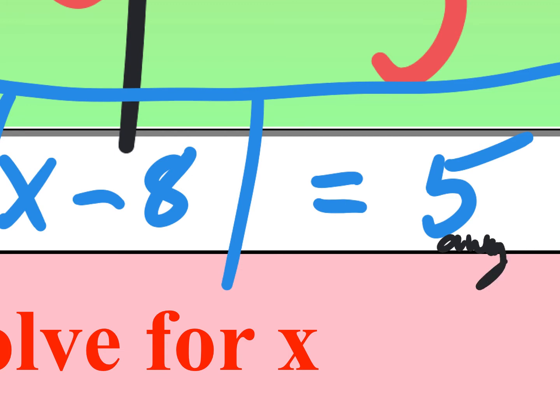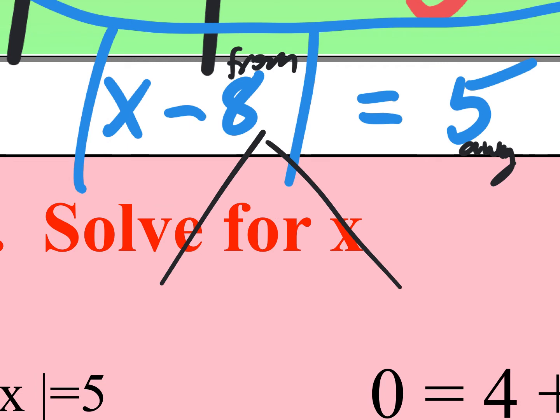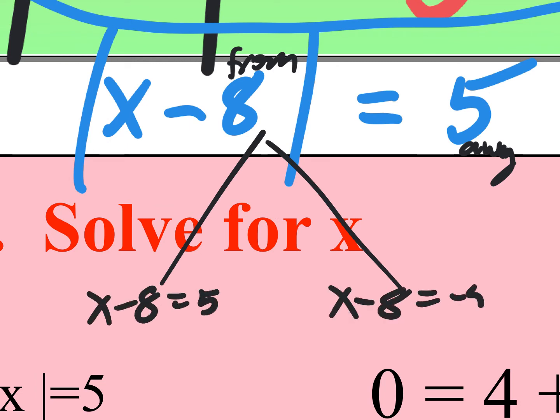Yep. The things that are 5 away from 8. How many things are 5 away from 8? Well, you can go 5 above it and 5 below it. So there's going to be 2 answers, right? All right, because I know you've already solved these. You guys know how to do this, don't you? You break this into 2 things: x minus 8 is 5, and x minus 8 is negative 5. You know that, don't you?